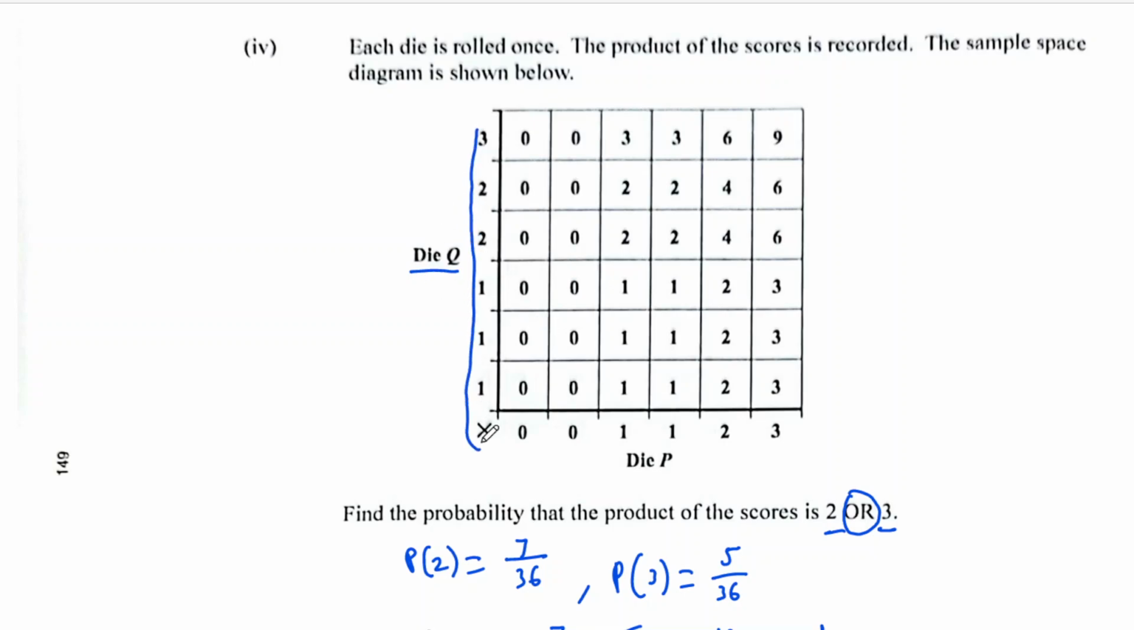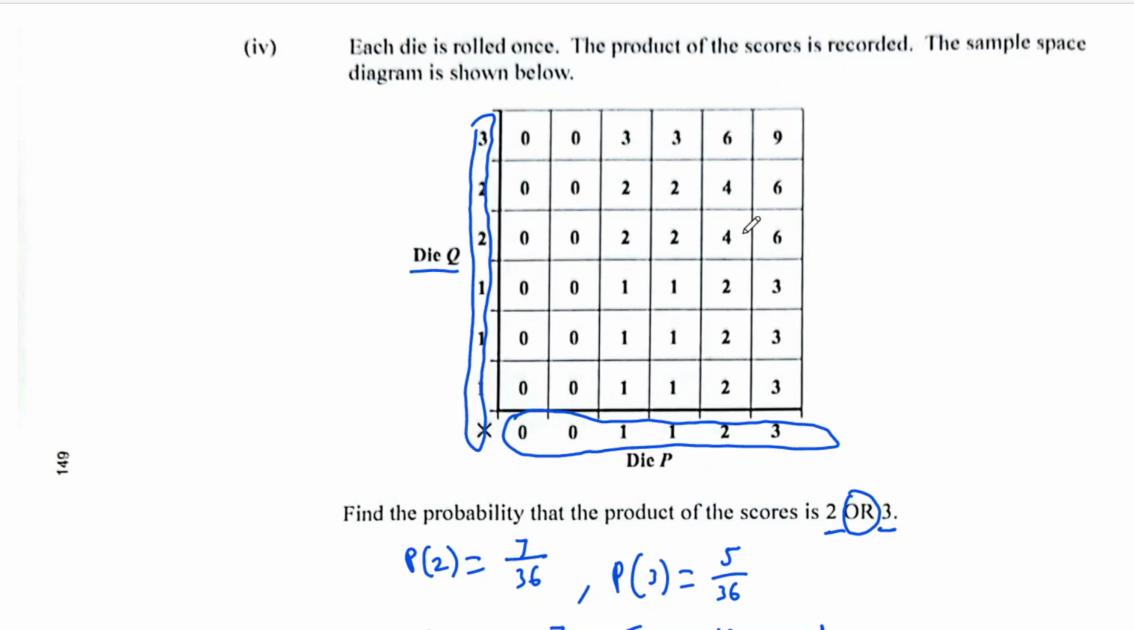this part of the diagram and this part of the diagram, we're not going to count. These are the numbers on the die that they multiply to fill in this diagram. So we ignore this and this. They want the probability that we see a 2 or a 3. So we come to the diagram and we count how many 2's and 3's there are.